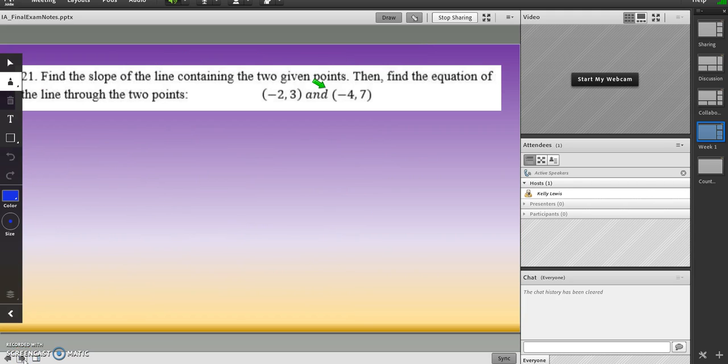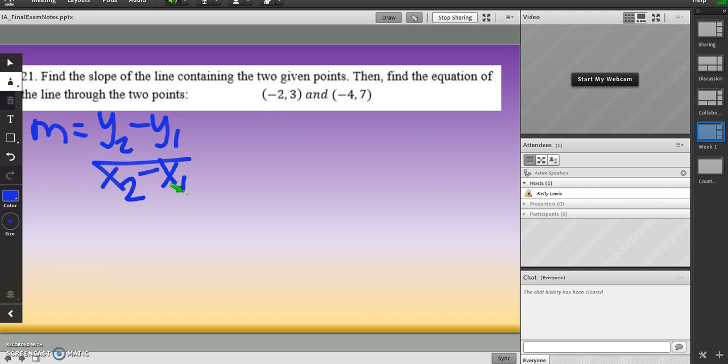Right, find the slope of the line containing the 2 points. Then we're going to find the equation. So slope is y2 minus y1 over x2 minus x1. That's the first set. That's the second set. And then we're going to find the equation y equals mx plus b.